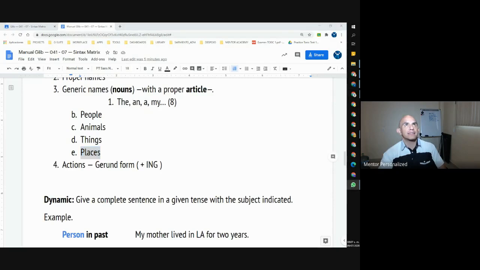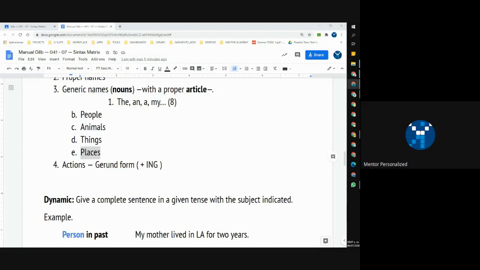Repeat places. Places. Yeah, and in places, of course, we can refer to generic places, not a specific place, not some particular place, but a generic place. For example, how do you say iglesia?